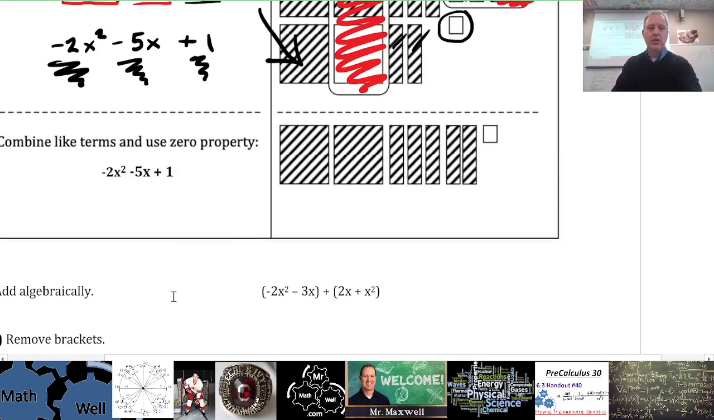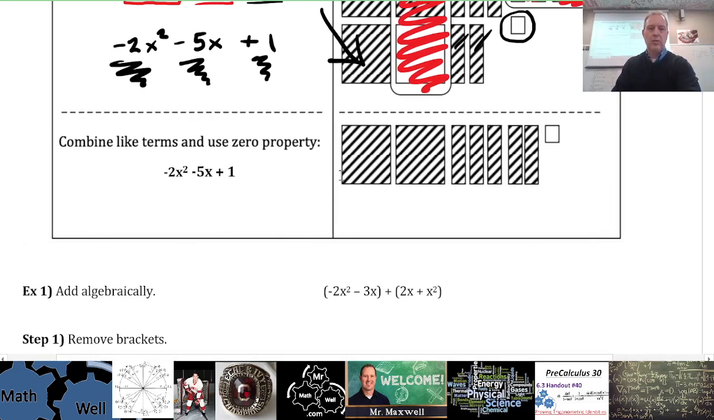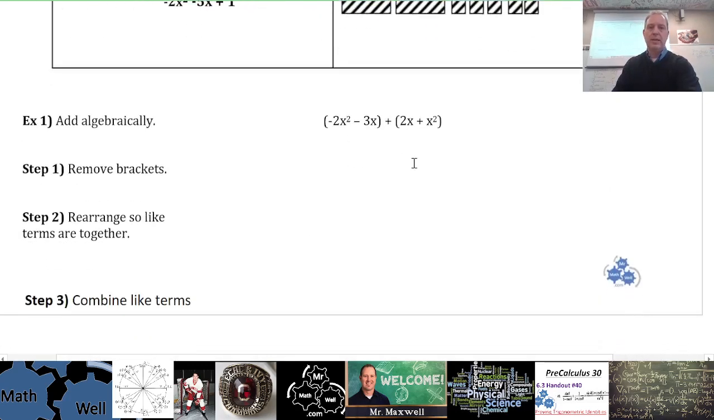All right. Let's do another example together from scratch. We'll do this algebraically, because that's the goal, is to be able to do this without drawing algebra tiles all the time.